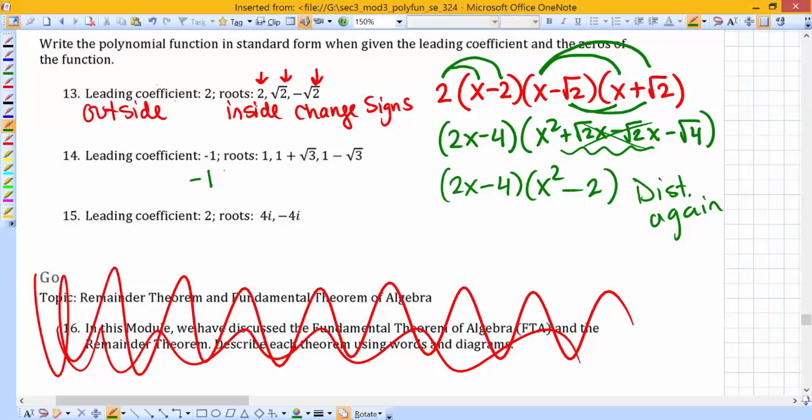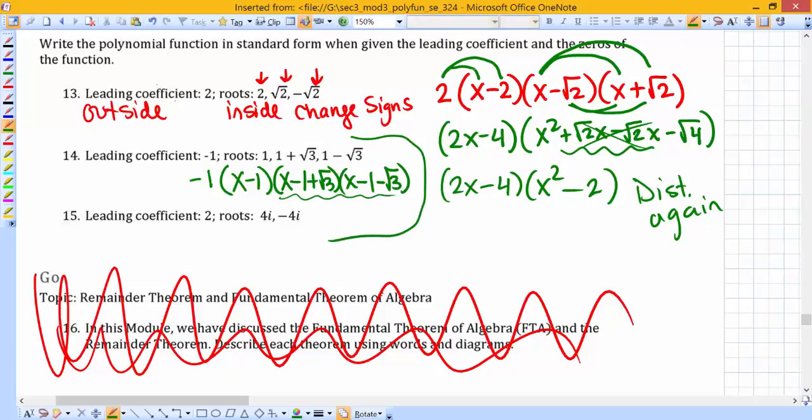This would be negative 1 on the outside. Here's a root of 1, so it's x minus 1. Then it's x minus 1 plus root 3. X minus 1 minus root 3. So you're only needing to change the sign of the 1. Okay, that's all you need to do. And then multiply those first. You might want to use a box, guys, to keep your work organized. Or make sure you have a big enough piece of paper. Don't make mistakes. Take your time. Okay, it's not super, super difficult stuff.